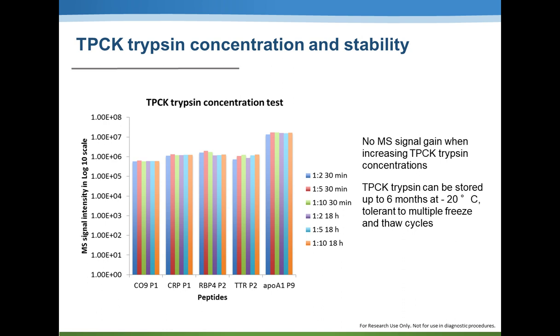We also observed no signal increase when an excess amount of trypsin was used in the system. And we found that the TPCK trypsin stock is very stable. It can be stored for up to 6 months at -20 degrees C.